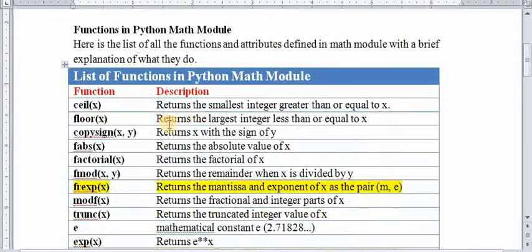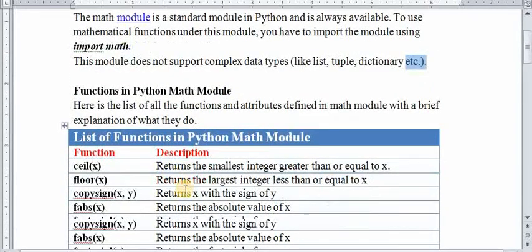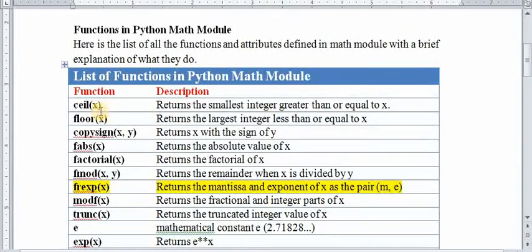Now there are various functions available in the math module in Python. One by one you will learn. The first function is the ceil function. Ceil is just like the upper part, the above value. Just like you have the ceiling fan, and the ceiling fan is above the head, that's why using the ceil function you will get the greater value. So it returns the smallest integer greater than or equal to x.